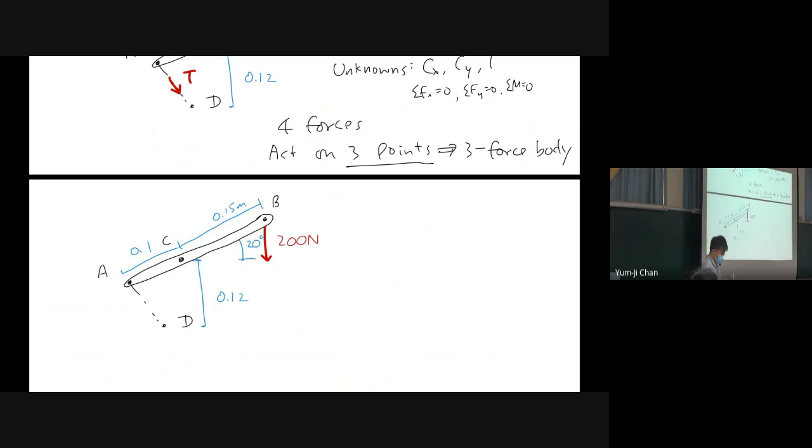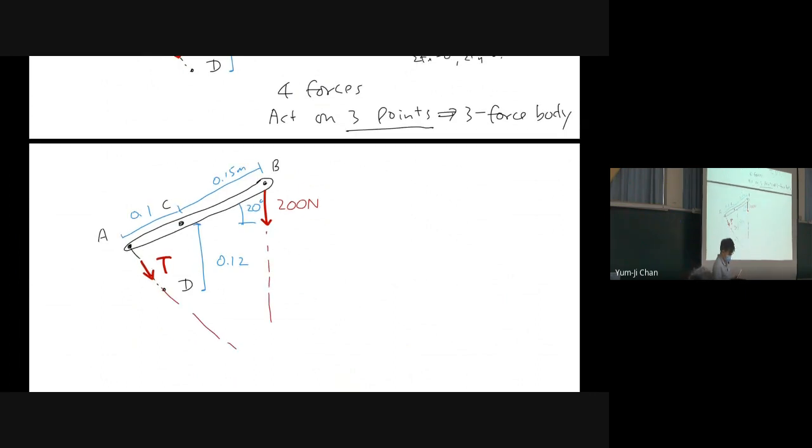And for the cable, we have tension T here. Because this is the only direction it can go, right? It cannot go this way. It cannot go this way. It can only go in the direction of the cable. So the lines of action of these two forces are here.